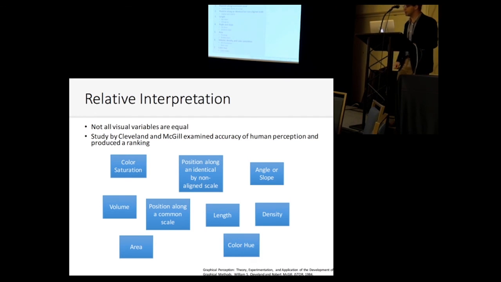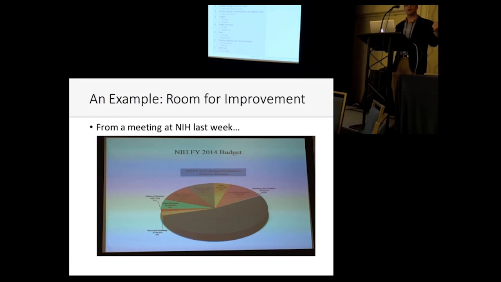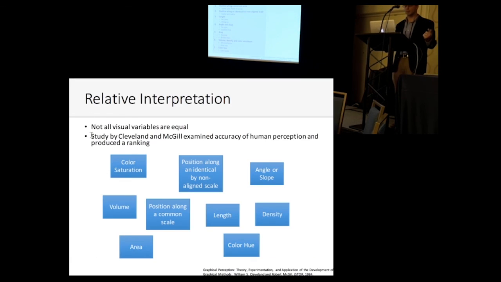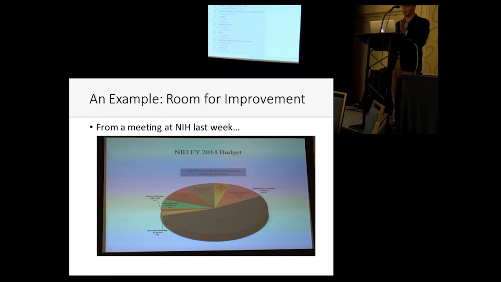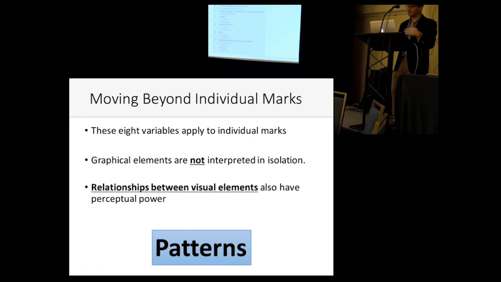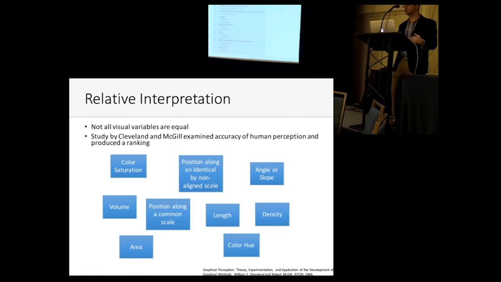But what they came up with is an ordering that looks like this, where you have position along a common scale first, so think of things like a scatter plot. Position along identical but not aligned scales, so you might have 2 scatter plots next to each other where you can compare across them. Then length, which is our one-dimensional size. Angle and slope, so think slope of lines or angles in a pie chart. And then below that you have things like area, and then even worse you have volume, those 3D representations. Right? Much harder for us to interpret. And then finally at the very bottom, color hues. It's hard for us to interpret color.